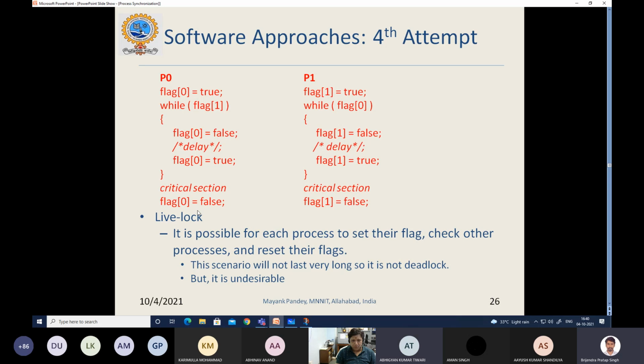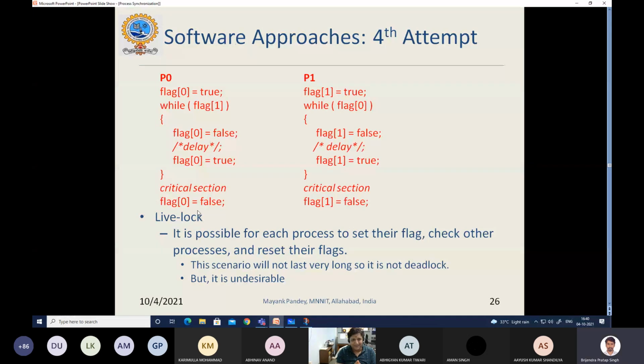Yes. Sir, we are calling it livelock when, after flag 0 false, there is a delay, and at that same time P1 executes. Look, there is a difference between deadlock and livelock. They can be in a lock step, but if somehow one process gets a chance, this livelock may be broken. There is a chance to break this lock.